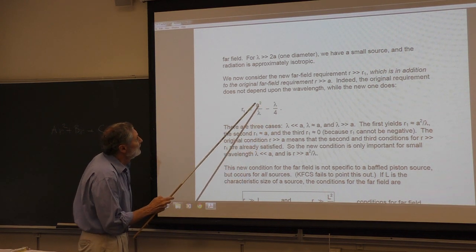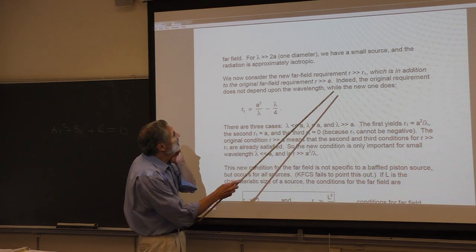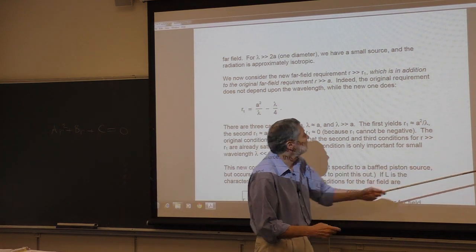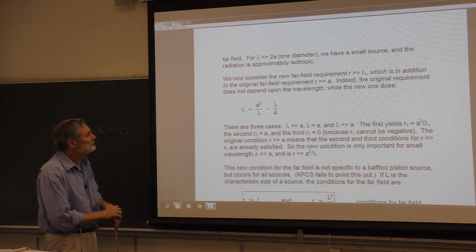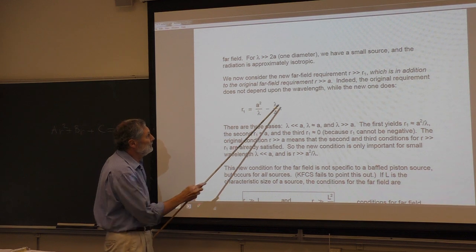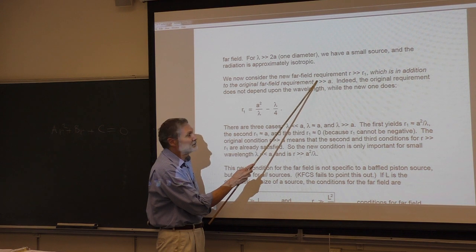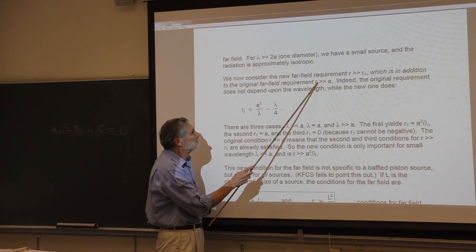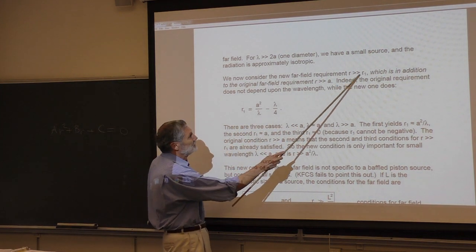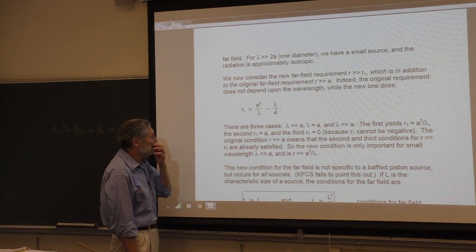So we have an additional requirement here. We have to require that r is much greater than r1. And when we write that out, here's what r1 is equal to. You can see that this one does not involve the wavelength at all. It's just that you're far away compared to the size of the source. But this condition involves both the size of the source and the wavelength. And here it is, here's R1.